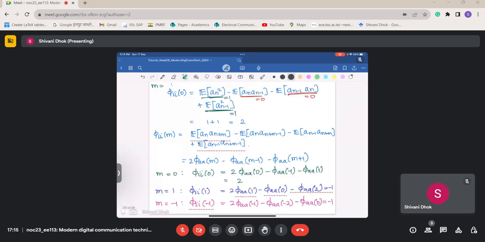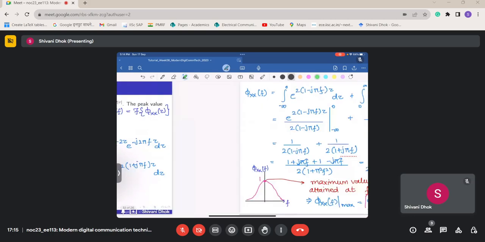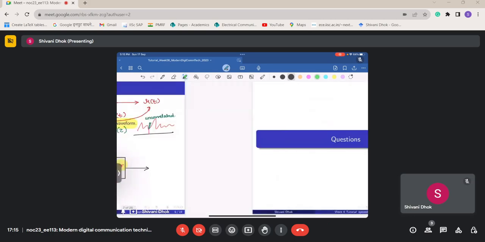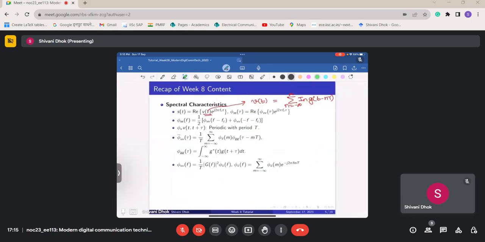Now if we go back to our discussion of the content, just look at this equation which is given here. We need to find this thing, which is phi_VV(f), which comes out to be 1/T |G(f)|^2 phi_I(f). So this is what we need to find, and this phi_I(f) comes out to be this quantity. Let me write it explicitly.